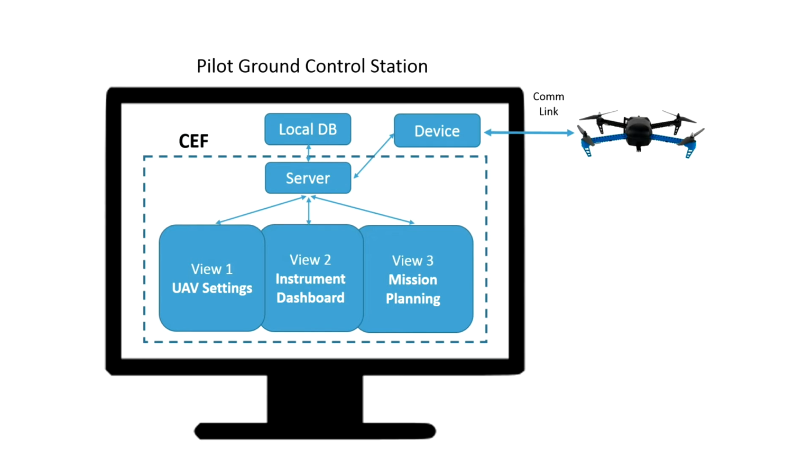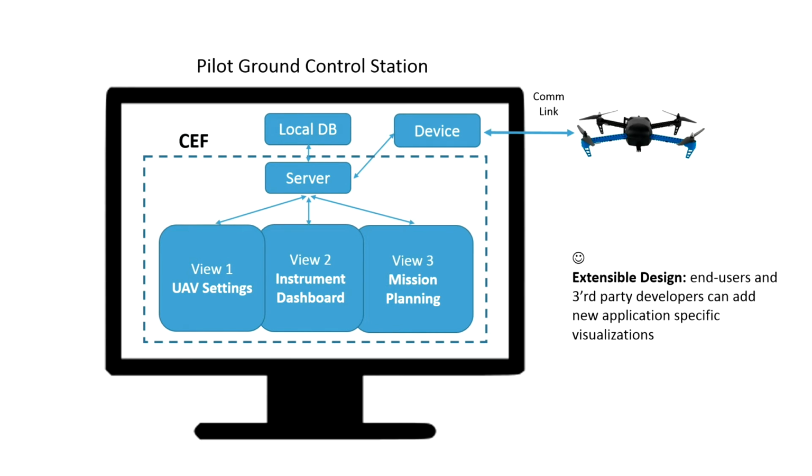A major benefit of this design is extensibility. End users can now add application-specific visualizations. For example, a visualization to see which areas have been covered in a survey or to draw complex routes for automated UAV operations. This can be done without having to touch the device or the server code. This is in contrast to current GCS applications, which have to be recompiled from source after making any modifications.